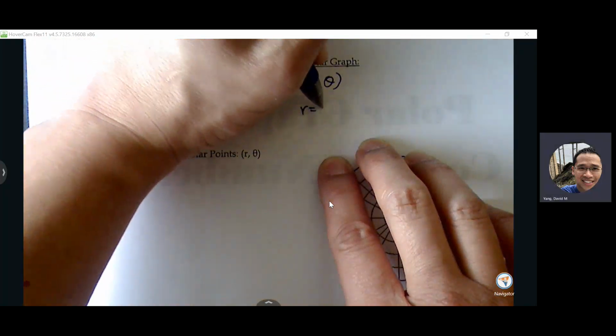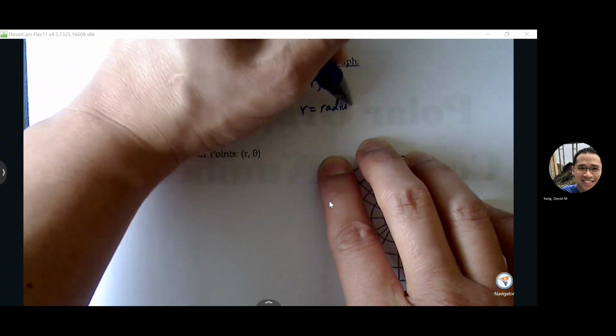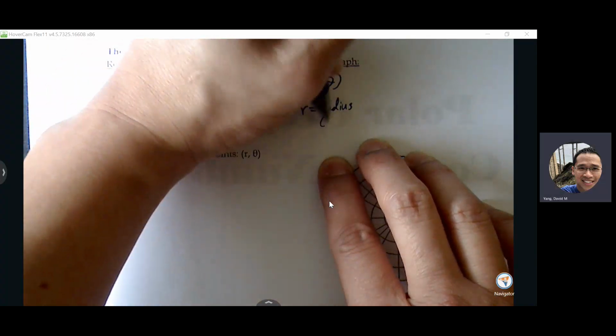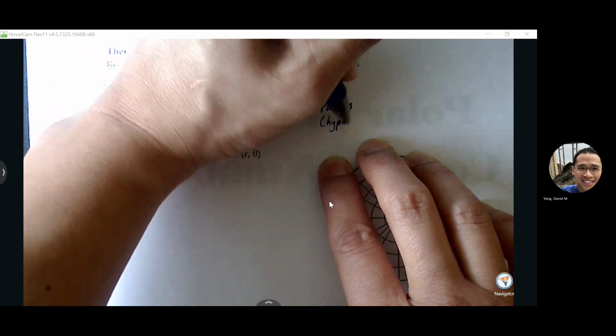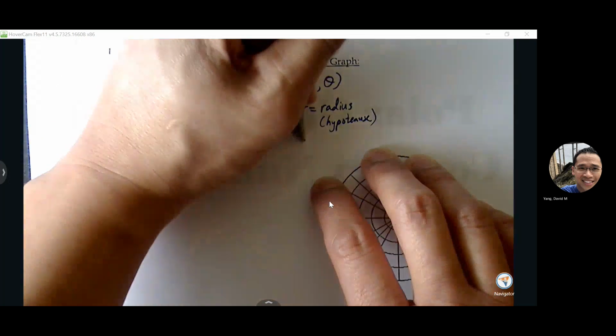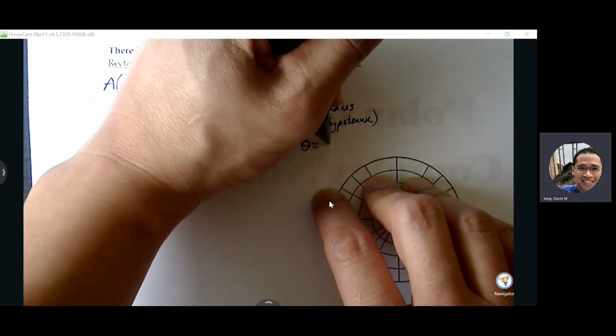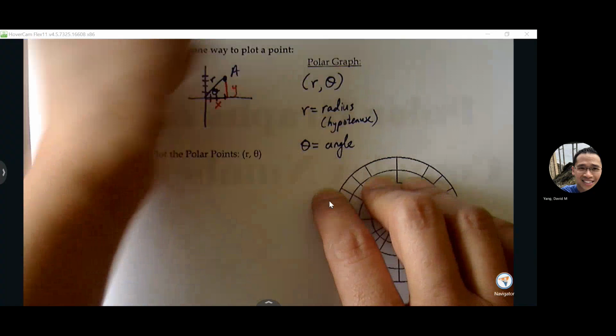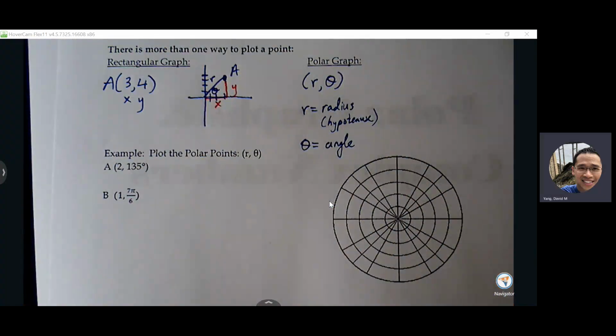So r is the radius. But technically, it's the hypotenuse of a right triangle. Theta is the angle. So the previous unit we called that magnitude, right? So magnitude, same idea. We want to solve for r, I'll just do Pythagorean theorem. We want to solve for theta, I'll just use inverse tangent. So a lot of same carryover from last unit.